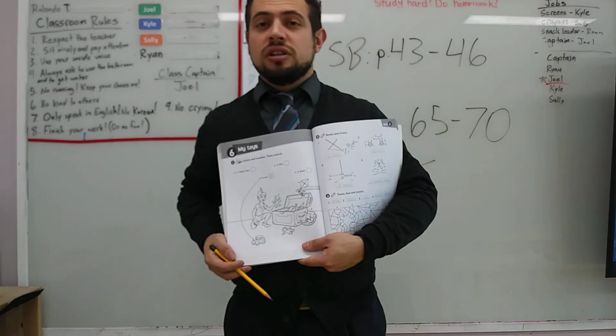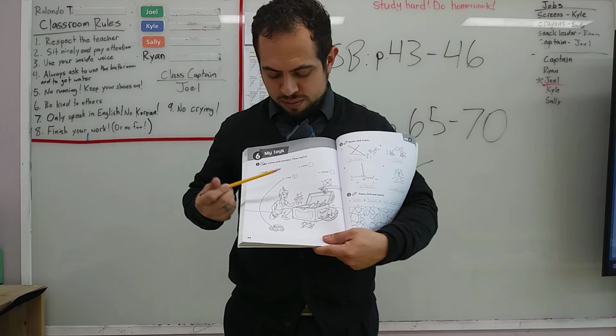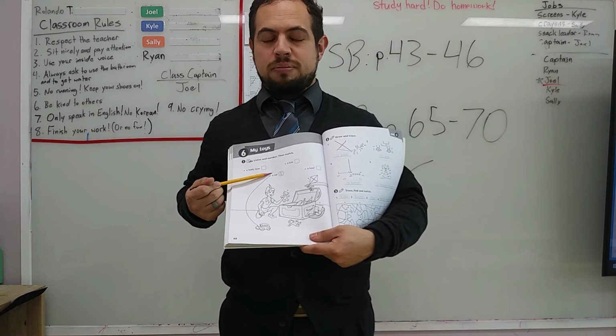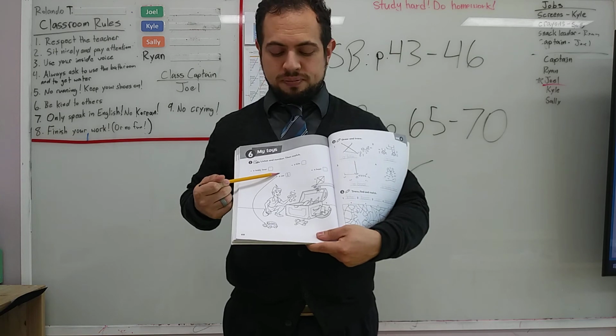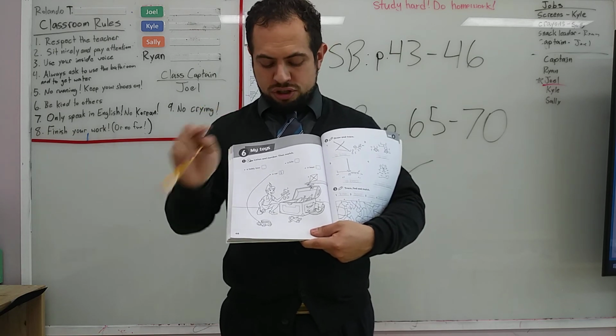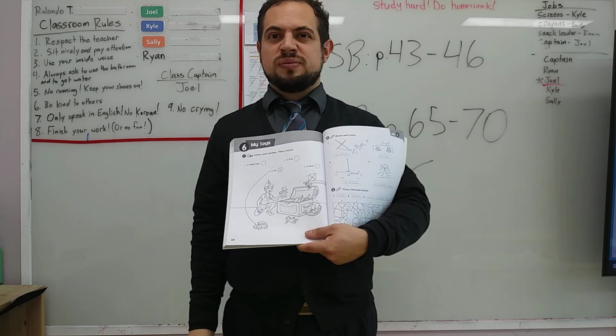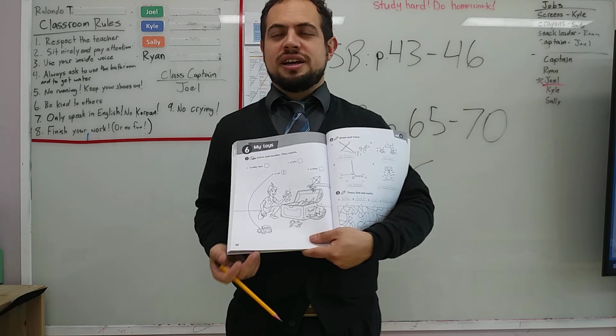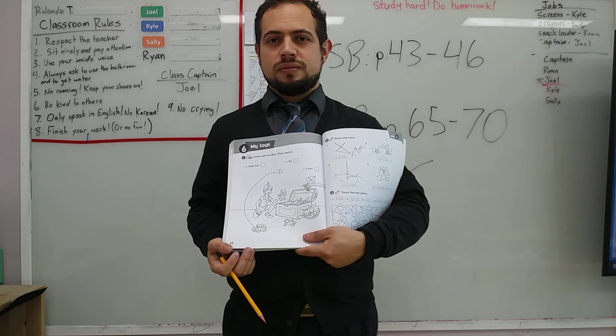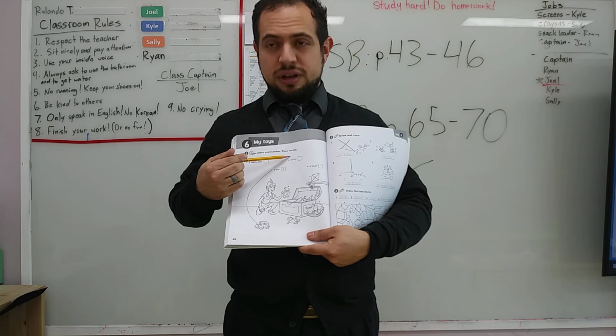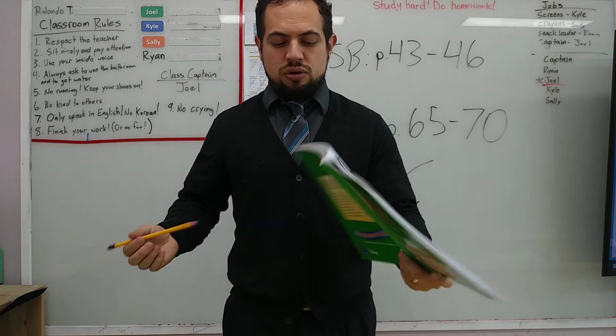All right, everyone, let's check our answers. So number 1 is already done for you as an example. A car. Number 2 was a kite. Which one is a kite? Very good. It's this one right here. Number 2.